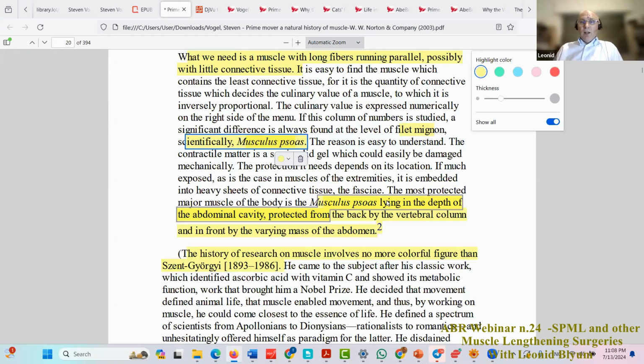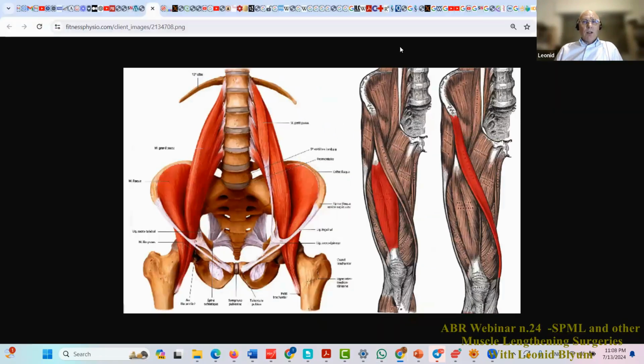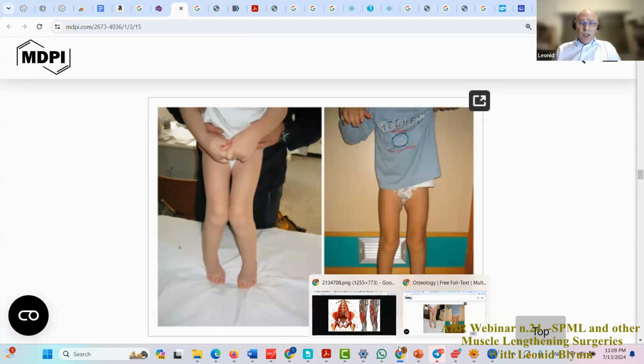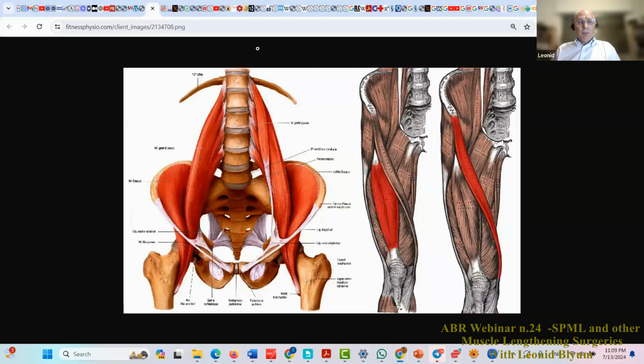So indeed, psoas being at the depth of the abdominal cavity, protected from the back by the vertebral column and in front by the varying mass of the abdomen, this is the muscle which is least intended to take loads. And when we talk about cerebral palsy and the so-called wonderful results we have just seen, this is where you are inviting people to get their filet mignon in the least chewable version. This is the muscle which is completely not designed to take any loads, and then it takes them. So then you have to ask yourself a question. Are you surprised?